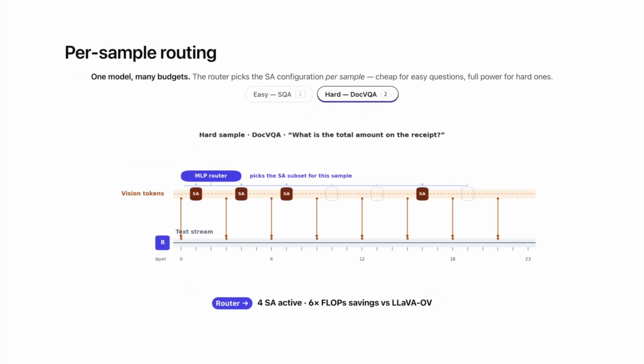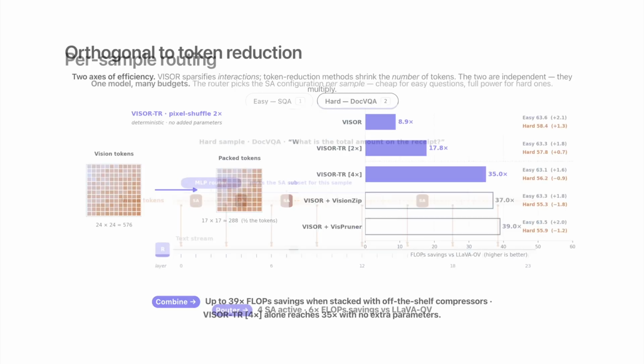Let me show you the router in action on two concrete examples. On an easy task such as Science QA, the router activates only 3 self-attention layers, which gives around 8 times fewer FLOPs than the LVLM baseline. On harder tasks such as DocVQA, where fine-grained details matter, it activates 4 or more self-attention layers. So with the same model and the same weights, we get a different compute budget per sample. Cheap when the question is easy, and it only uses more layers when needed.